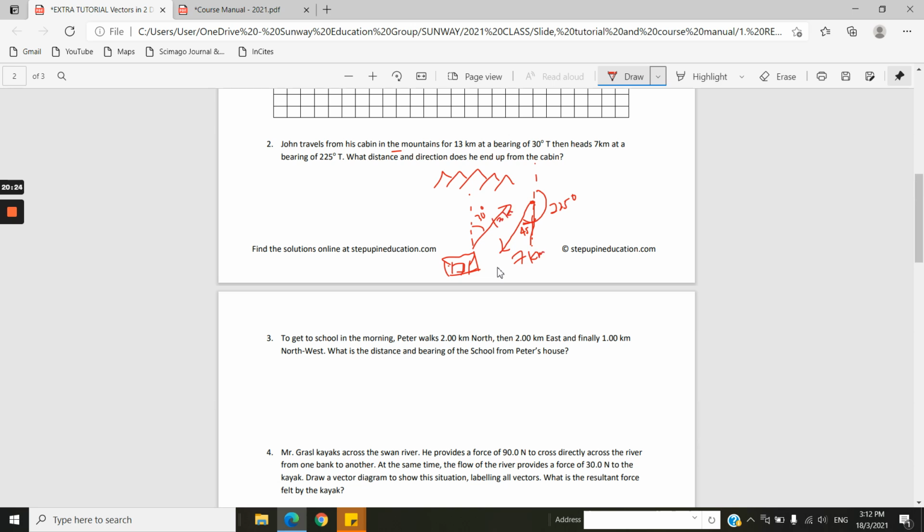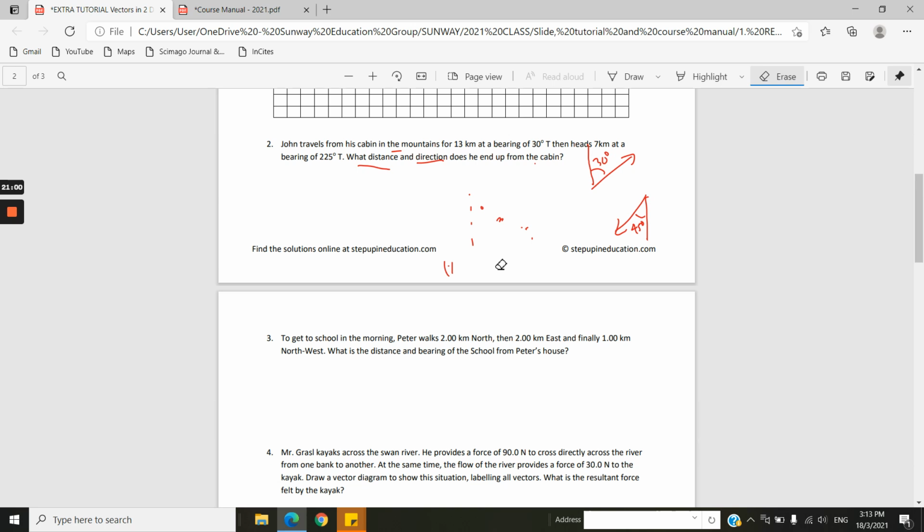This is 13 km. Okay, so you got two vectors now. The first vector, you can use 30 degrees if you want, we take it like this. Another vector is this way, 45 degrees from the y-axis, bearing 225. So here to here is 45, so we take 45. So you got two vectors like this. Now they ask you what is the distance and direction. So both, what is the angle and also distance of him moving.